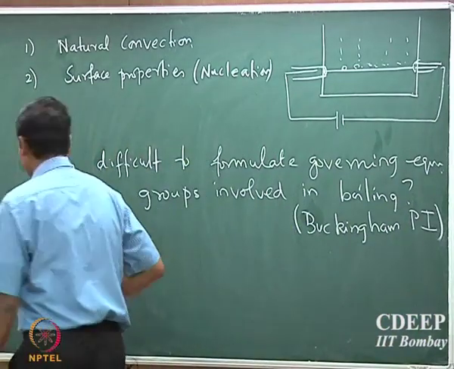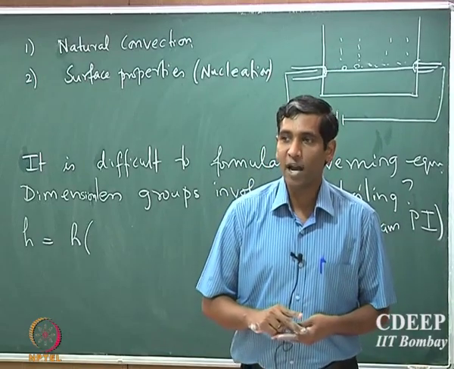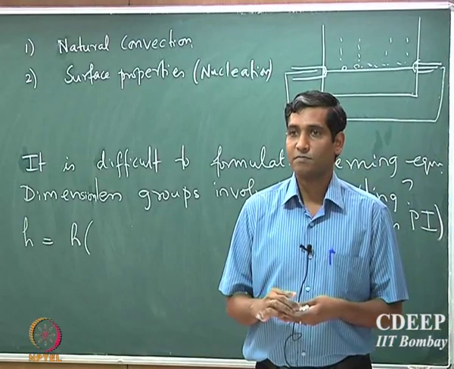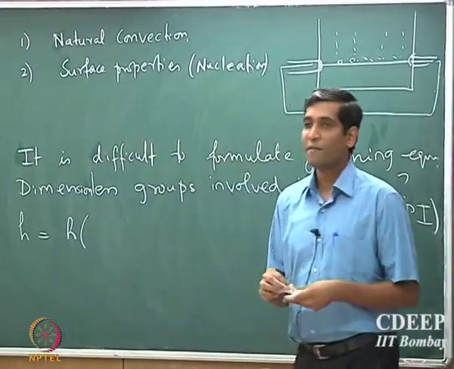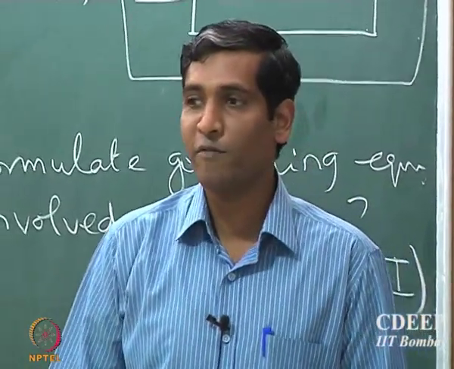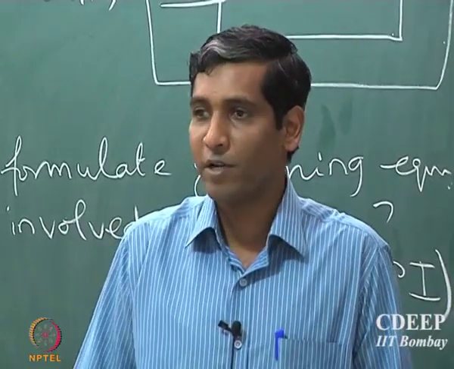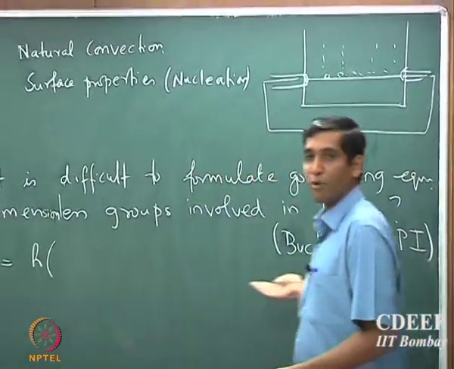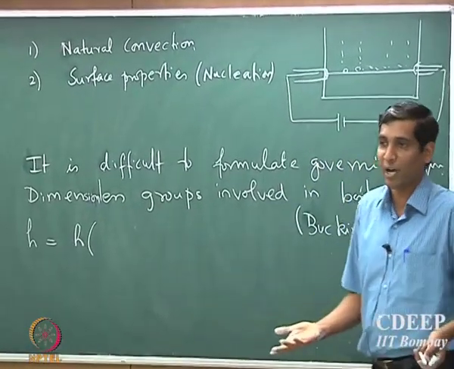So, the heat transport coefficient will be a function of what different properties or aspects of this problem? What are the different quantities or properties of the fluid which are going to influence the heat transport coefficient? Remember that all the dimensionless numbers we got are combinations of sub properties of the fluid, right. So the objective is to find out what these dimensionless groups are. You need to know the properties of the fluid on which the heat transport coefficient depends, right. That is the objective.